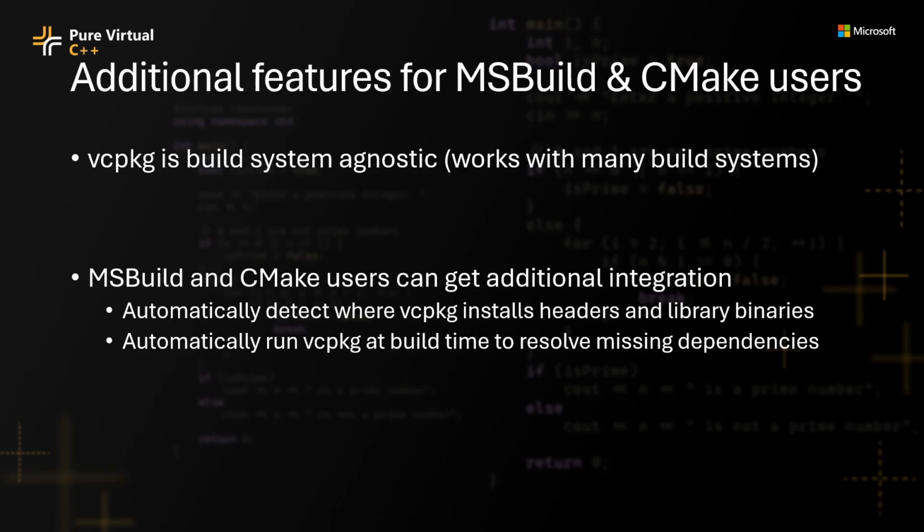In MS-Build, this is done by setting some project properties. In CMake, this is done by pointing to the vcpkg CMake toolchain file. Another benefit of doing this configuration step is that these build systems will become aware of the locations where vcpkg is installing libraries, so you don't have to manually point to where your library headers and binaries will be located.